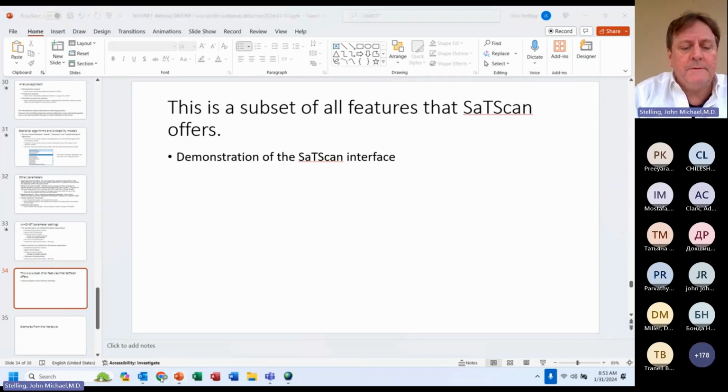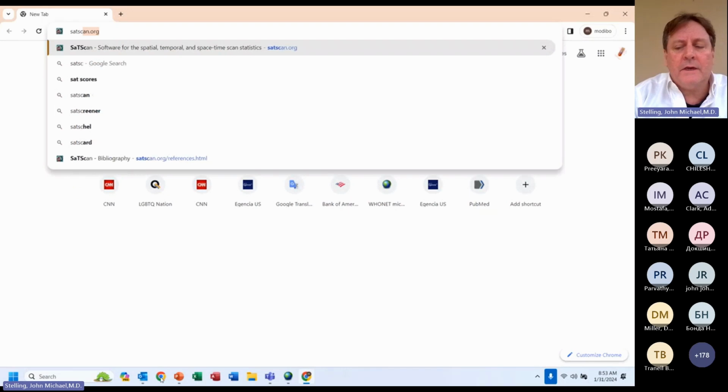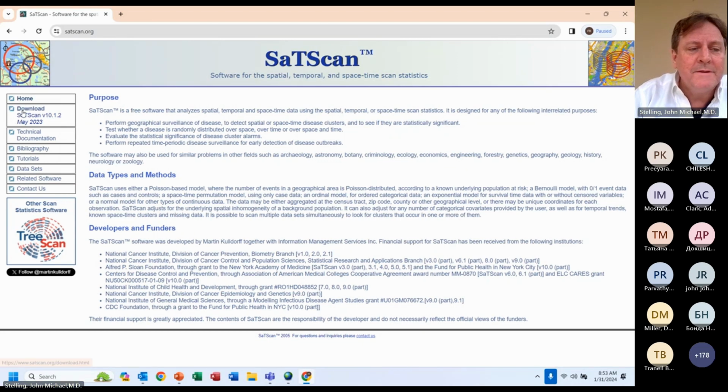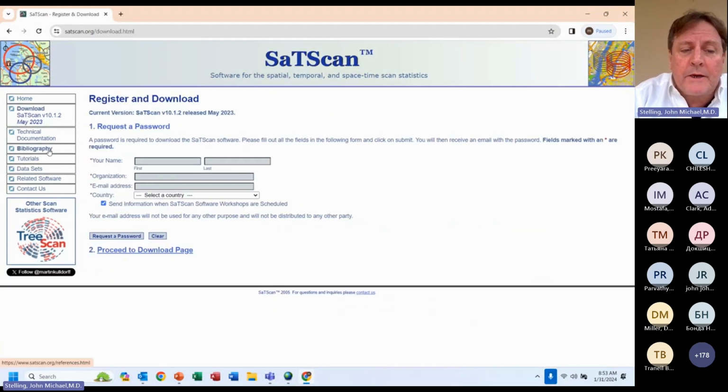We'll now go to a web page, satscan.org. So the software is here. It's a free software. I go to download, and download. And apparently the page is going slow for me, but there's a bibliography, and you register, and they send you the free password.